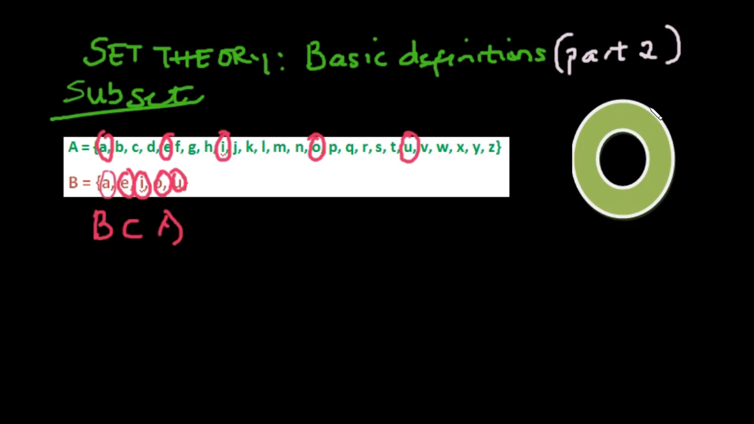Let me represent that with a diagram. This represents set A, while this one inside is set B, because all of B can be found in A.